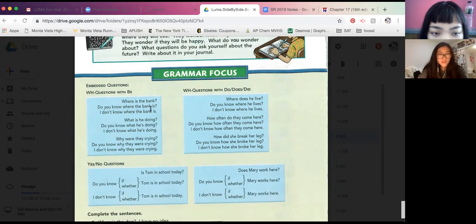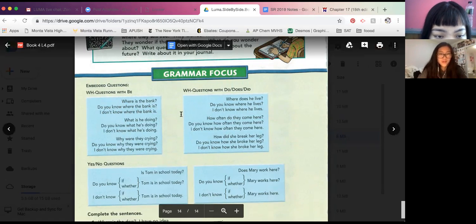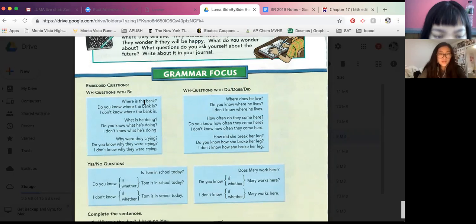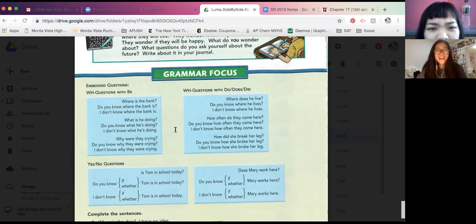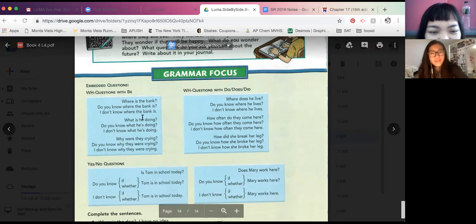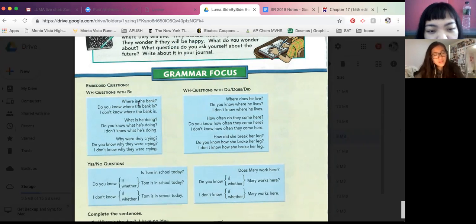So where is the bank? Do you know where the bank is? I don't know where the bank is. They're all indicating uncertainty, so it means you're unsure of something. So those are the types of questions we're focusing on this week. I feel like it's a really weird subject, but okay. So we can use where or do you know to start the embedded questions.